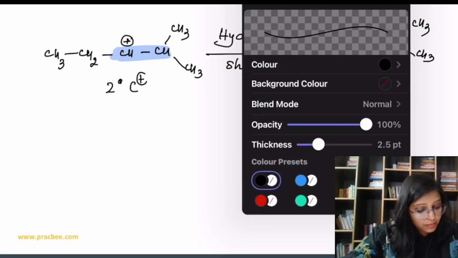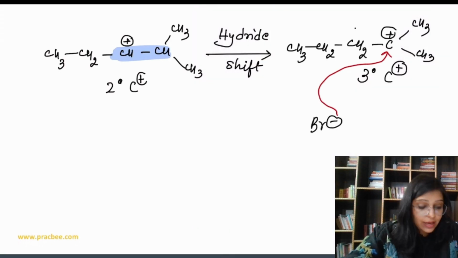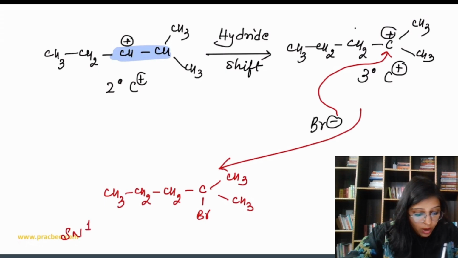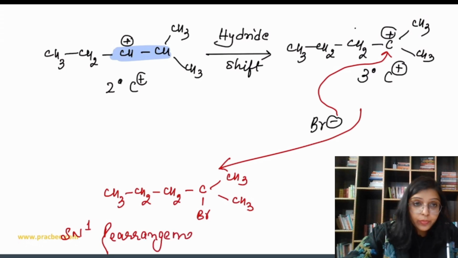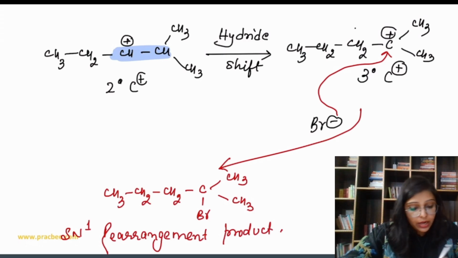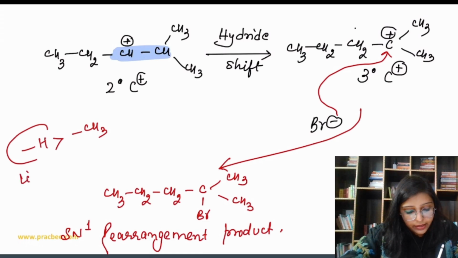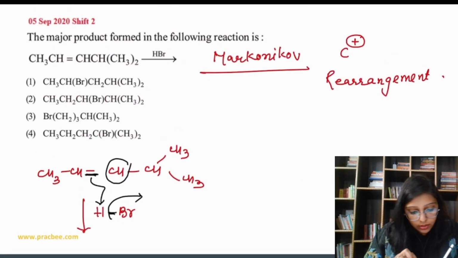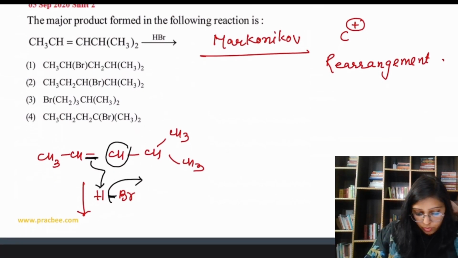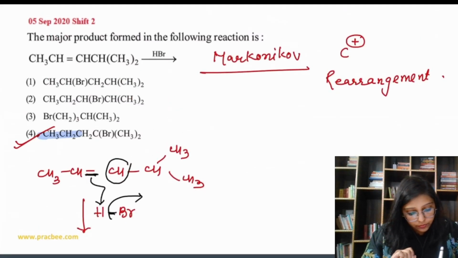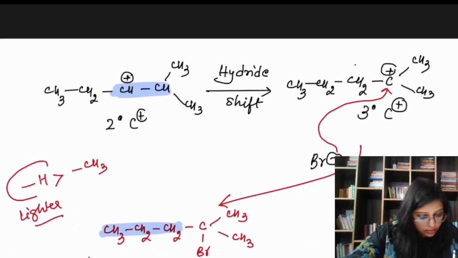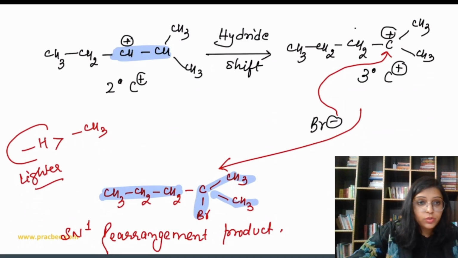Now Br minus forms a bond with this carbon. So we get CH3, CH2, CH2, CBr, CH3 and CH3. So this is called the SN1 rearrangement product. Okay, SN1 rearrangement product. Acha, hydride shift is faster than methyl shift because it is a lighter element, so it can easily shift from one carbon to another carbon. ठीक है? So we get the answer equal to option number 4. It matches with 4: CH3, CH2, CH2, then CBr, and then CH3 and CH3. Option 4 is going to be the correct answer.